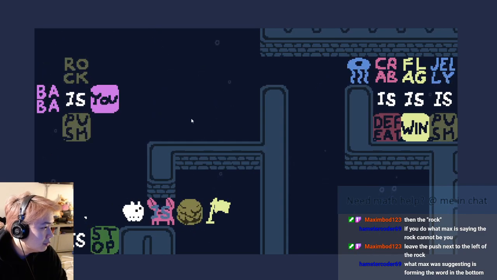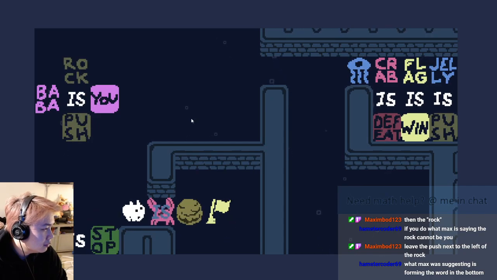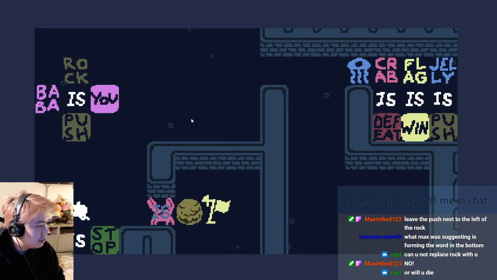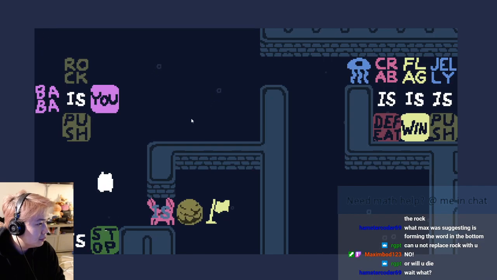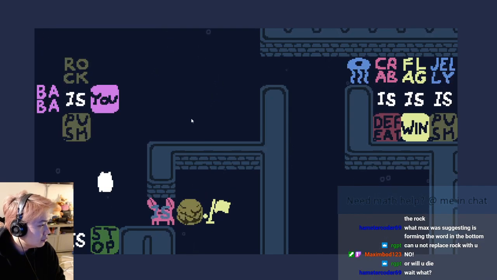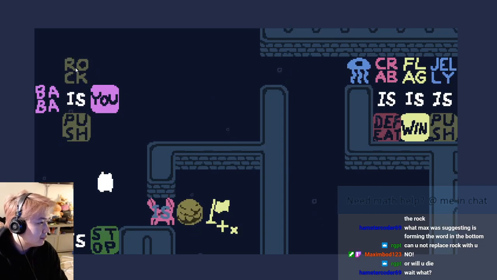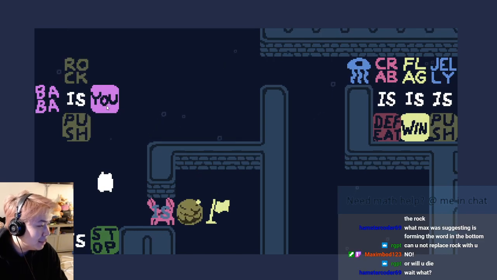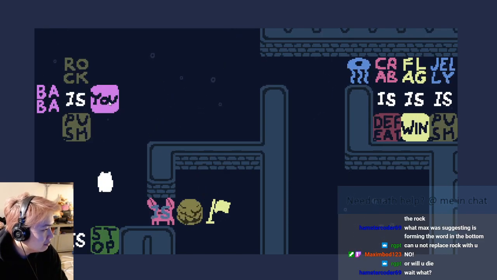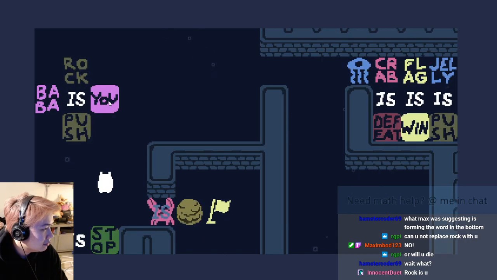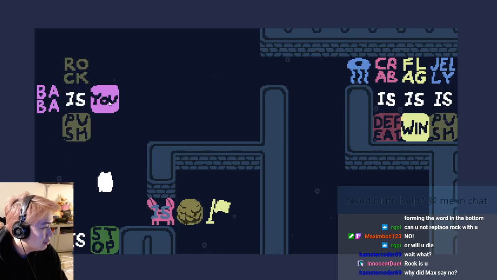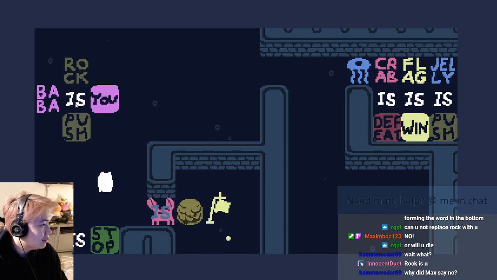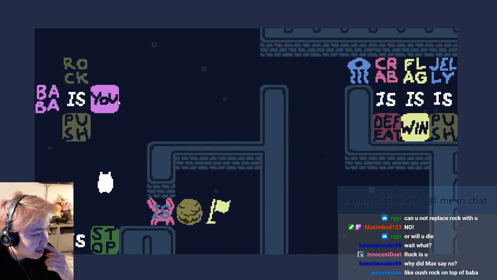Forming the word on the bottom. Can you not replace rock with you? Or you will die. Replace this rock with you. The moment that I break this up, me, am no longer connected to anything. Rock is me. How do I get rock is me without first breaking this up and then me not being anything?